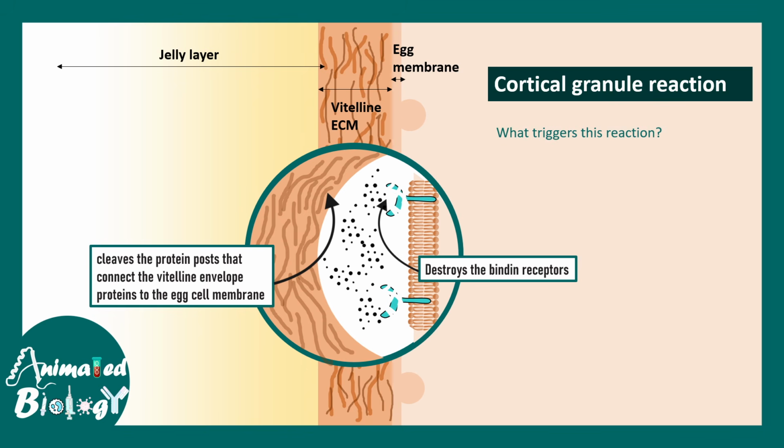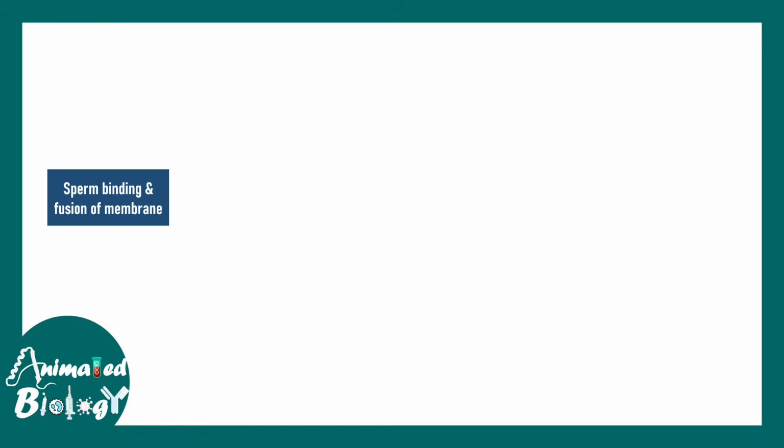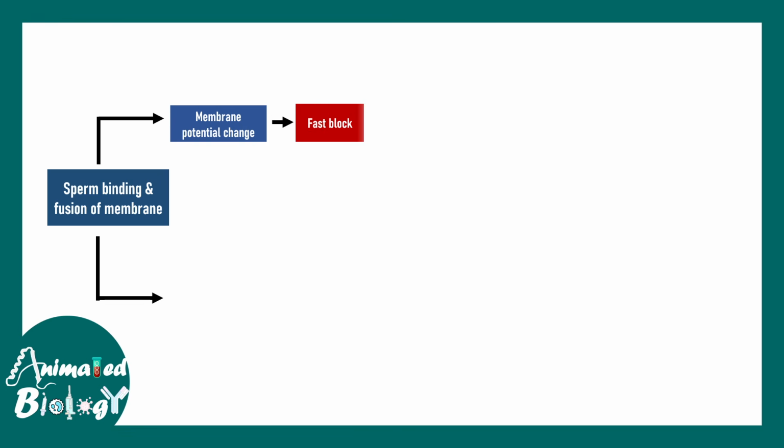The question is, what triggers this reaction? The elevation of the cytosolic calcium. One thing we have to remember is that elevation of cytosolic calcium is a very important event in this process. Now let us try to understand the entire process of fertilization with a flow chart. Here we have the first event, sperm binding or fusion of the sperm membrane with the oocyte membrane. That triggers many things. First of all, the membrane potential would change, and that would lead to a quick block of polyspermy known as the fast block.